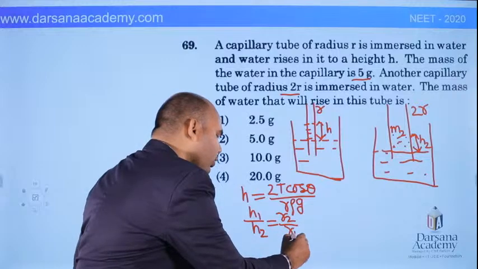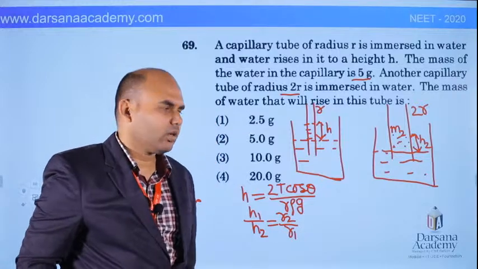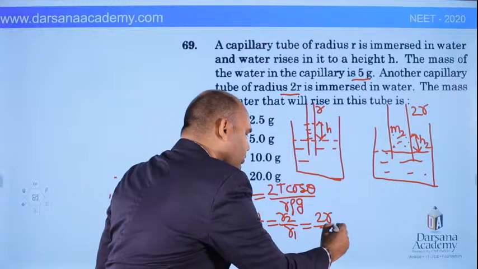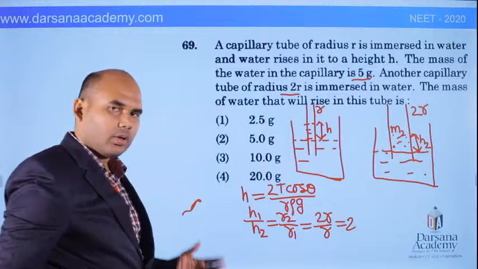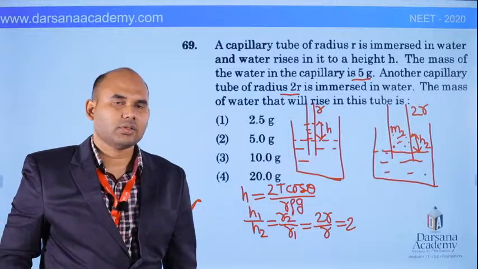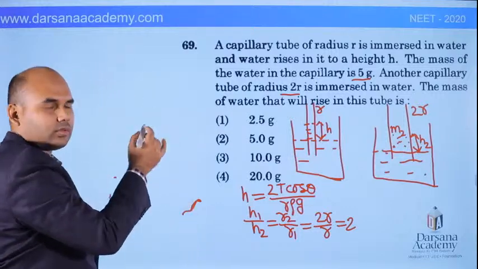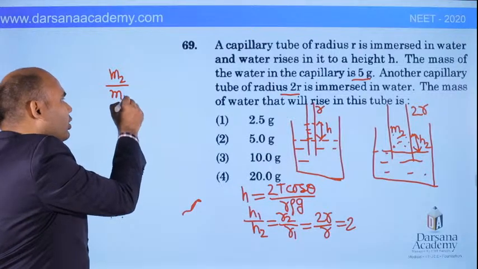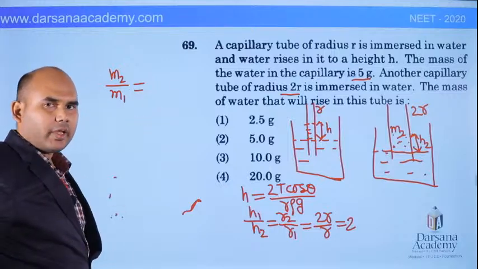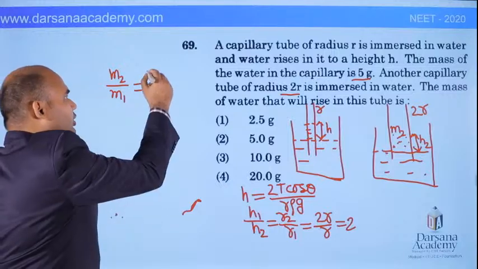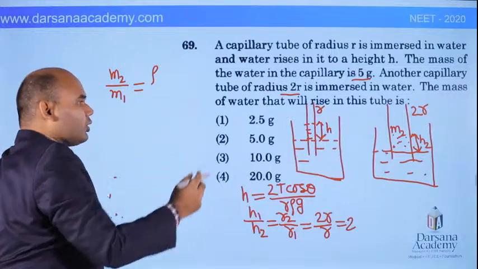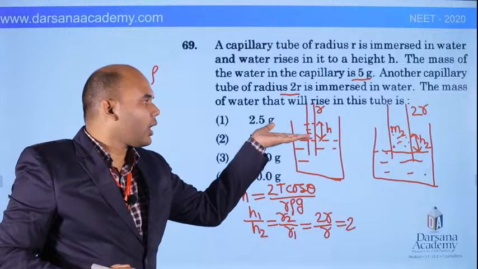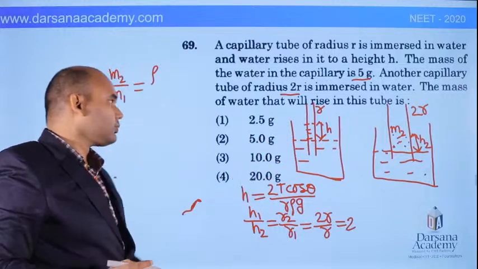So R2 by R1, and R2 is 2R. So 2R by R is simply 2. Clear? So next is mass. So m1 by m2 or m2 by m1 will be what? Mass is density into volume. Density will be the same. Volume is cross-sectional area into the height of liquid inside the tube above the water surface.